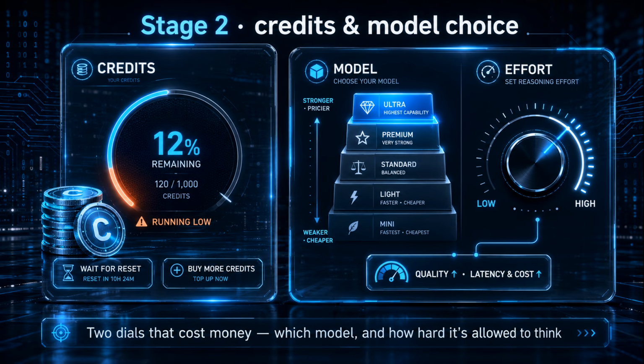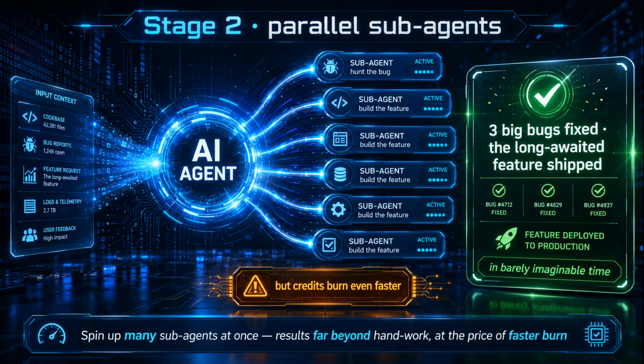Beyond the model itself, there is also the effort setting. It controls how much reasoning budget the model may use before producing an answer. Higher effort can improve quality, especially for complex tasks, but it also increases latency and cost. At this stage, you can already get quite far, and once you discover that with the right prompt, you can get the agent to spin up several sub-agents in parallel, hunting down a bug or implementing new features goes incredibly fast, but you burn through your credits even faster.